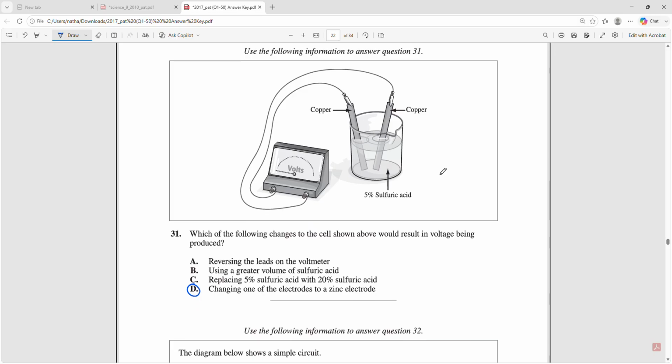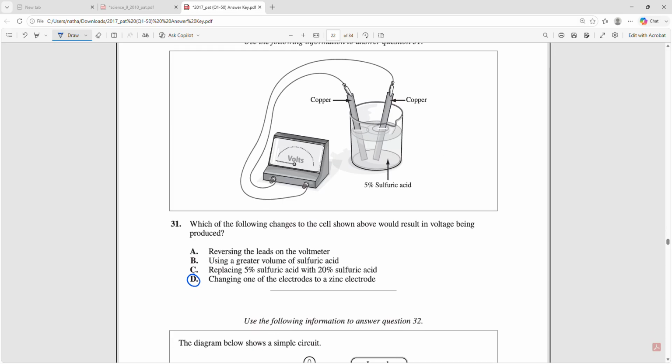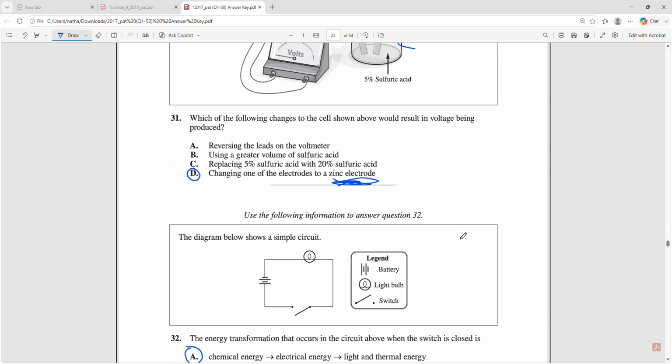Okay, next up, we've seen this question in class. Which of the following changes to the cell shown above would result in voltage being produced? So we know we need two different metals, and we need an electrolyte solution. And in this case, we have two metals that are exactly the same, so we're not going to get any voltage like that. So the best thing we can do to get a voltage being produced is to change one of the electrodes to a different element. So zinc is a good one. Copper and zinc are a good combination. So there we go.